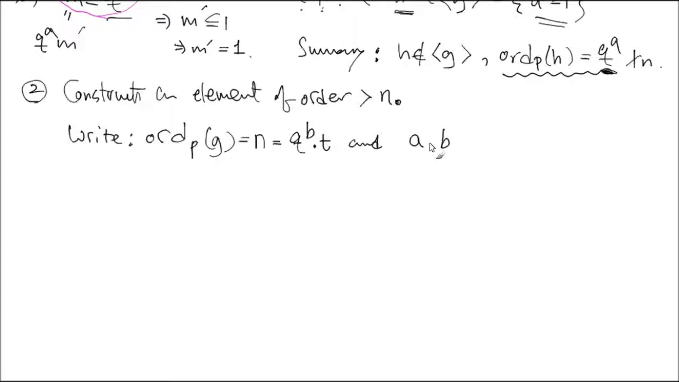Which one's bigger? B is bigger, right? If B is bigger, then Q to the A is smaller. So like Q to the first and Q to the second. So Q to the first divides Q to the second, right? So that's not quite right. So which one's bigger?